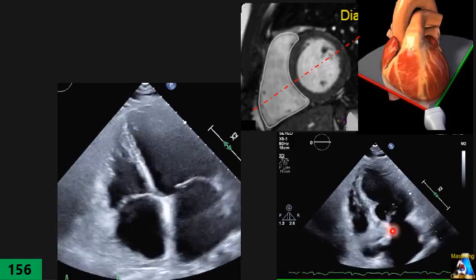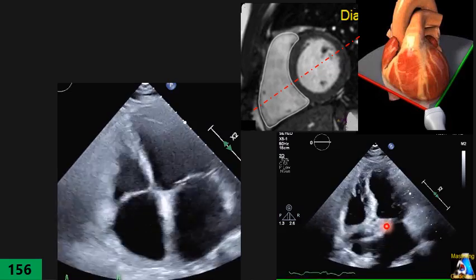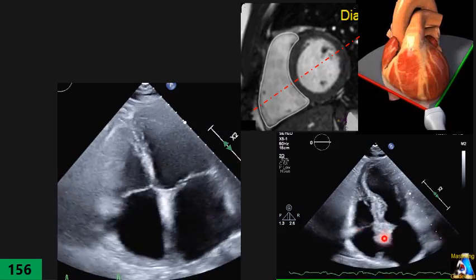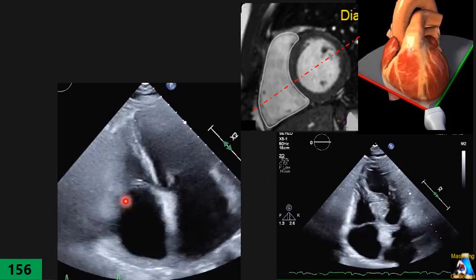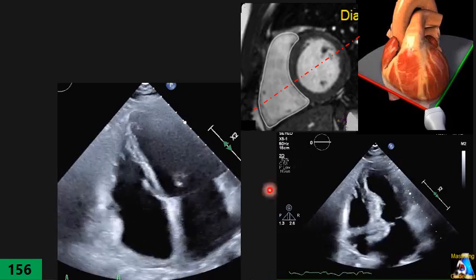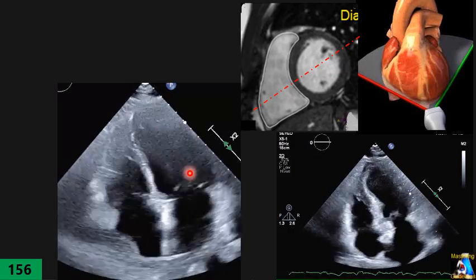Even though this patient has an AVR, aortic valve replacement, it is thickening that area because of that. But just keep these tips in mind to decide whether this is your image or not.